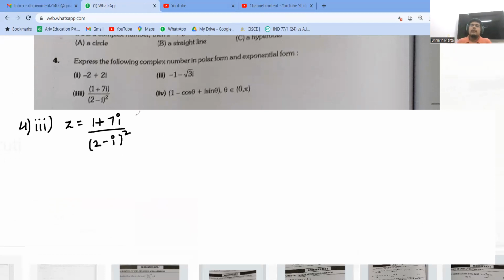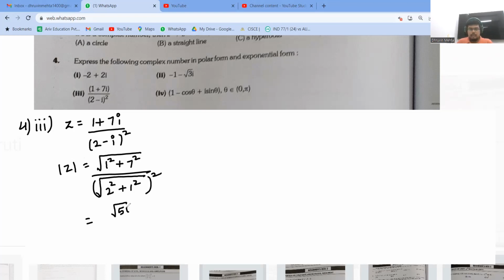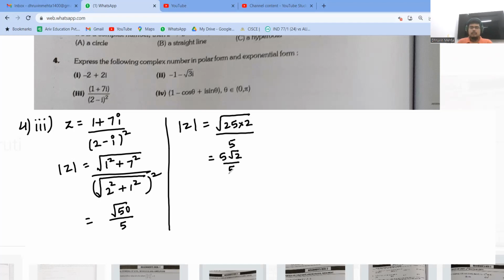So first of all, Arush, we have to find the modulus of this number. How will you find the modulus of z? Root of 1 square plus 7 square, upon the square of root of 2 square plus 1 square. Yes sir. So this is root of 50 upon 5. Now root 50 we have to solve a little. Root 50 we can write as root of 25 into 2, so 5 comes out, and that 5 will cancel with the 5. So we get mod z is equal to root 2. So from here we get r, r is root 2.